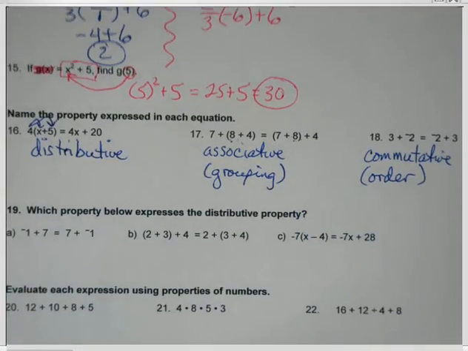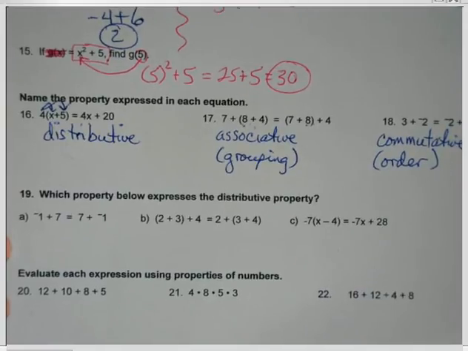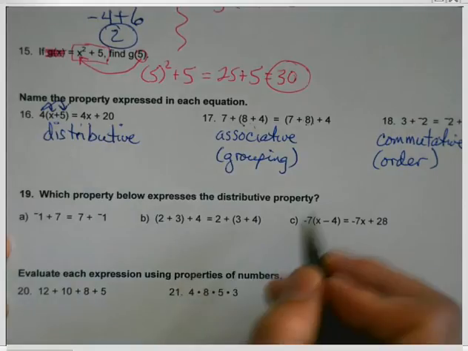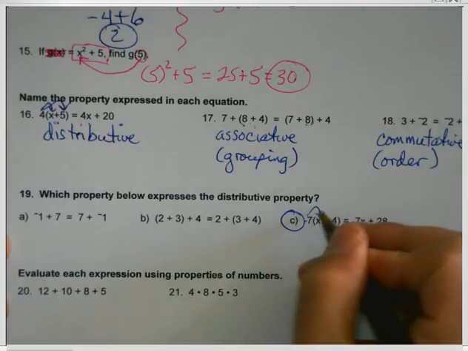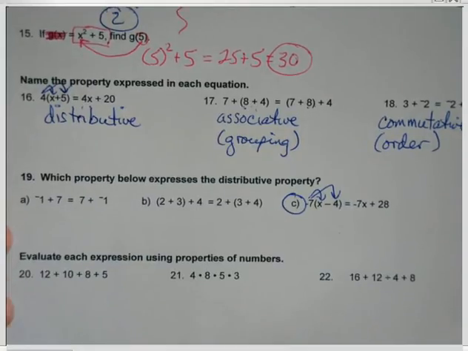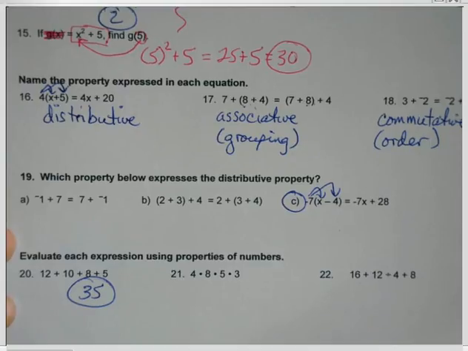So then for 19, which property expresses the distributive? Which one of those shows distributive? Let's see, I'd have to multiply through there. And then at the bottom, we're just getting answers. So here, actually, I just get to add them all up. I don't even have to think a whole lot here. So add those up, I'd get 35. 21's nice too, because I don't have to worry about order of operations, it's all multiplied. So 32 times 5 is 160. I think that's 480. Just multiplying across there.